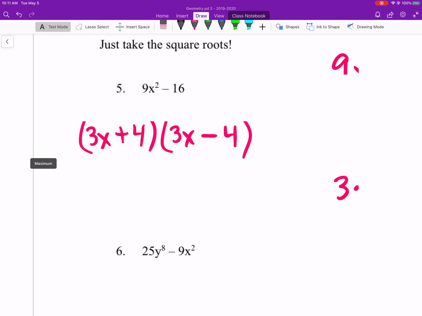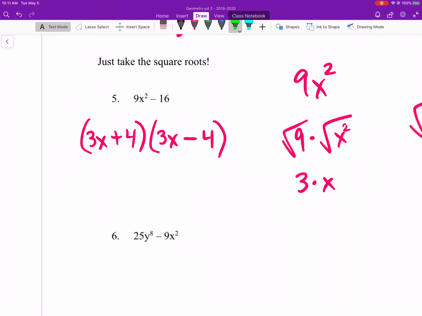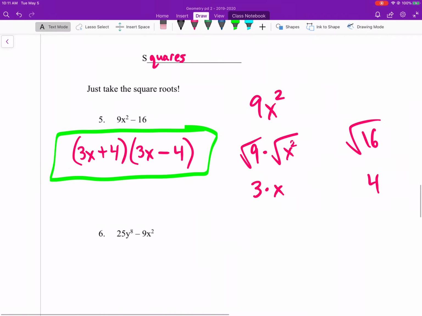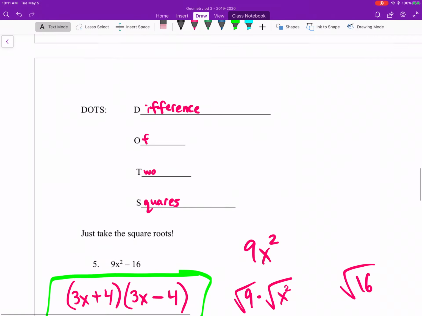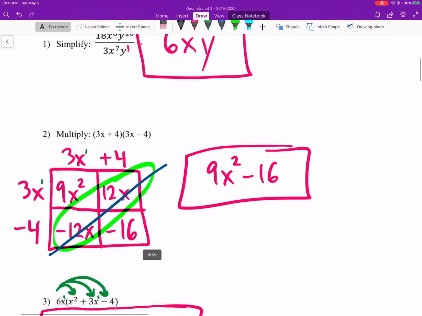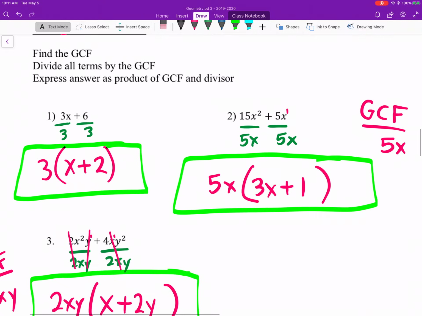Alright? Hopefully you're seeing how familiar this looks. Remember when we multiplied these together, guys? In your do now today? We multiplied that out. We got that exact same answer. We used the box method. 3x plus 4 times 3x minus 4. And you got 9x squared minus 16. Alright, just to show you that it works.